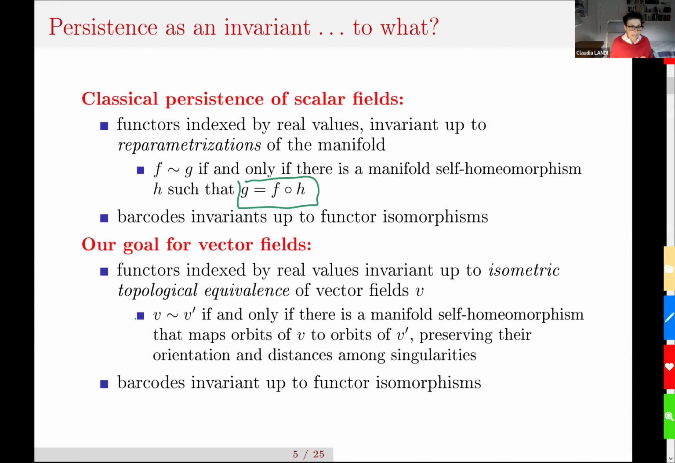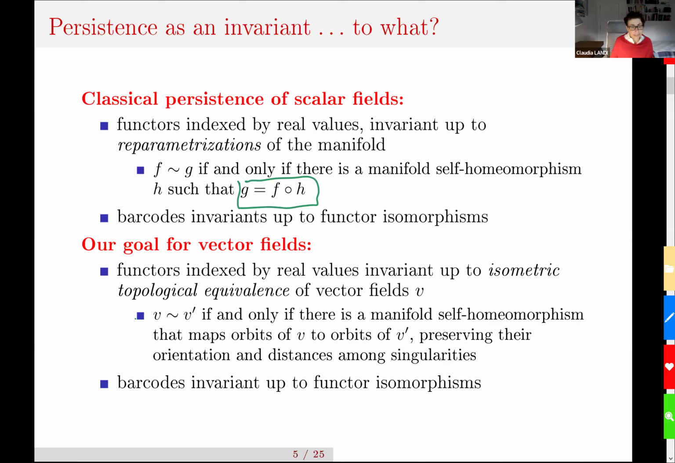But this topological equivalence alone is only qualitative. We want also something quantitative, and so we ask for an isometric topological equivalence. By this we mean that we want this homeomorphism to preserve the distances among singularities. This is, we assume we are on a Riemannian manifold, and we want the topological equivalence also to take into account how far away singularities are from each other.